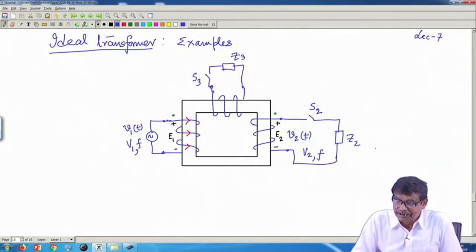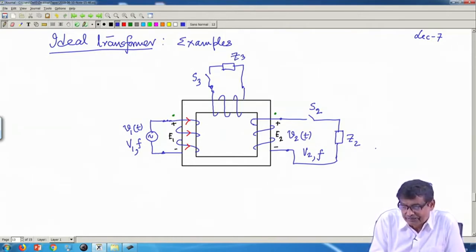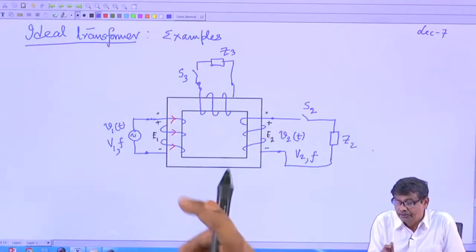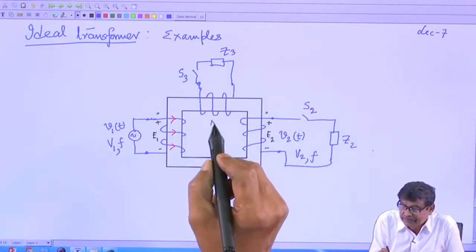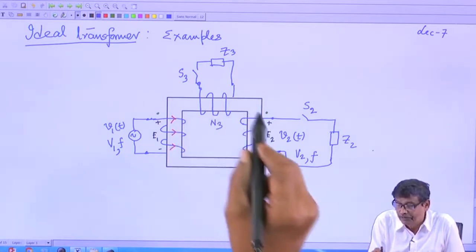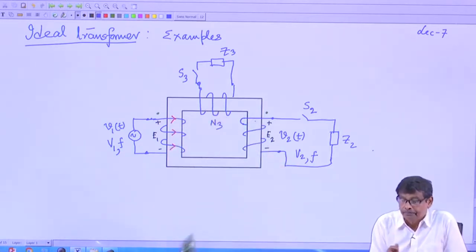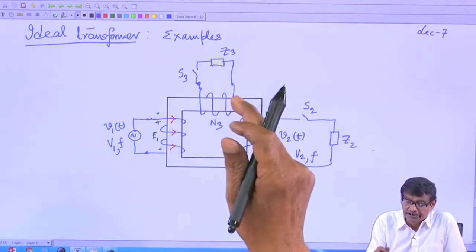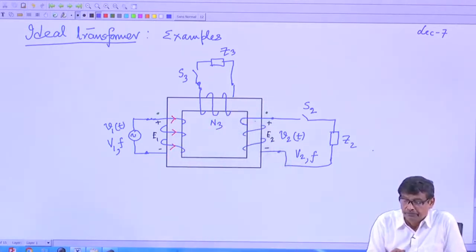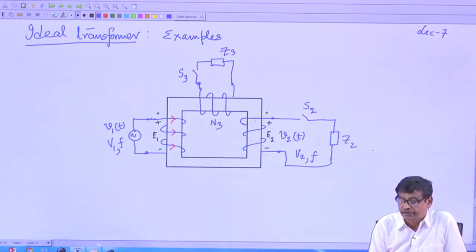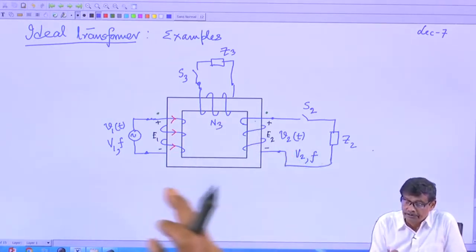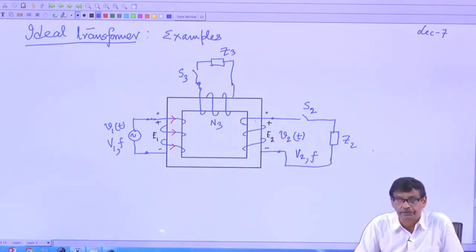I am slightly greedy, that is okay. I will energize this with a voltage V1, frequency f, and I want to generate two levels of voltage, because the same flux will be linking this coil too. Therefore, the induced voltage here will be V1 by N1 into N3, and here the voltage will be V1 by N1 into N2.